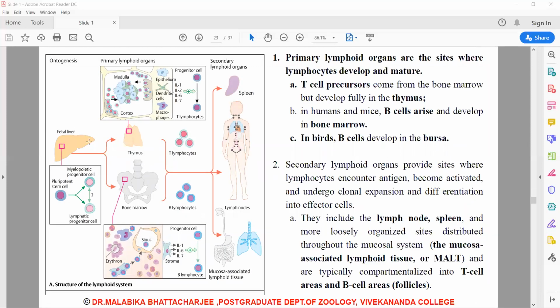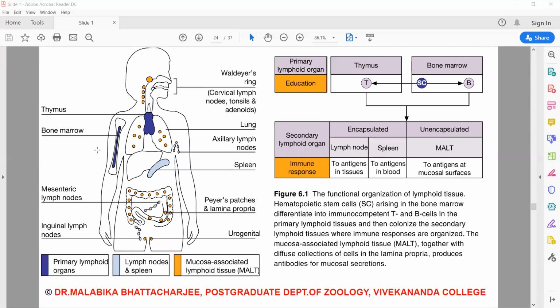So the hematopoietic stem cells develop in the liver, and later on they migrate to the bone marrow and the thymus, and from the thymus the mature lymphocytes then move into the different categories of the secondary lymphoid tissue. Now if we look into this particular picture, you can see the blue colors are the primary lymphoid organs, so that is the thymus and the bone marrow. And you can see the lymph nodes, which is the light blue shade, lymph nodes and spleen. So these are the lymph nodes, and you can see the spleen.